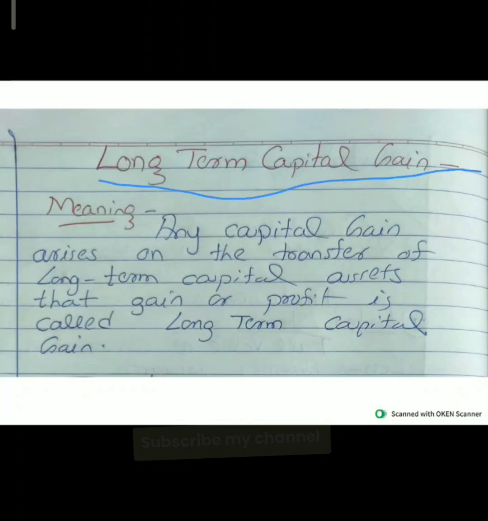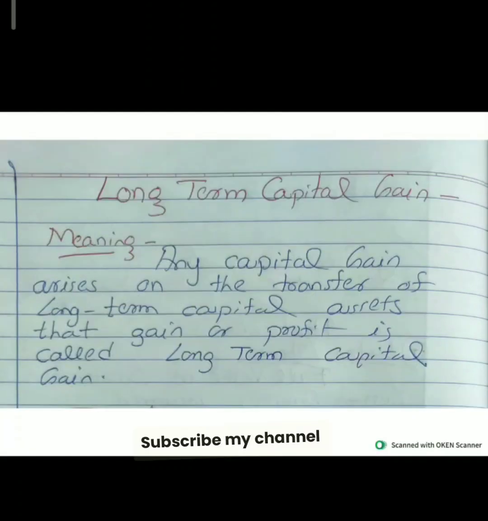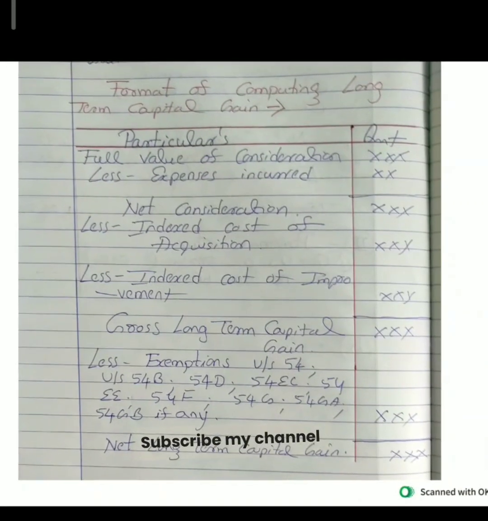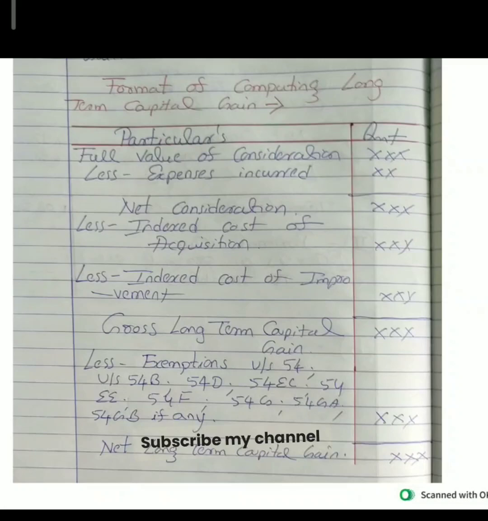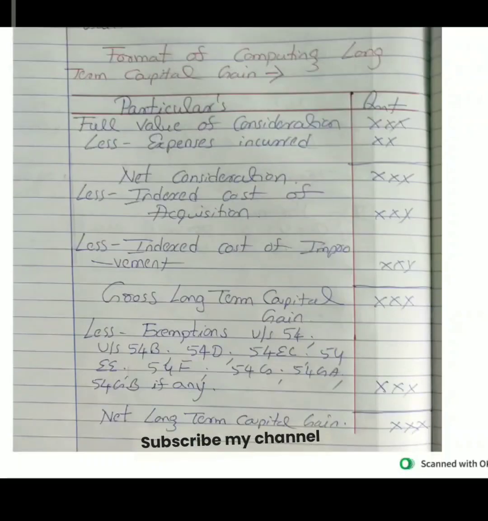Long-term capital gain means any capital gain that arises on the transfer of long-term capital assets. That gain or profit is called long-term capital gain. The format of computing long-term capital gain is this. Full value of consideration. Here two columns are required, particulars and amount. Full value of consideration is nothing but the sales value. Less expenses incurred. Result is net consideration. Less indexed cost of acquisition.